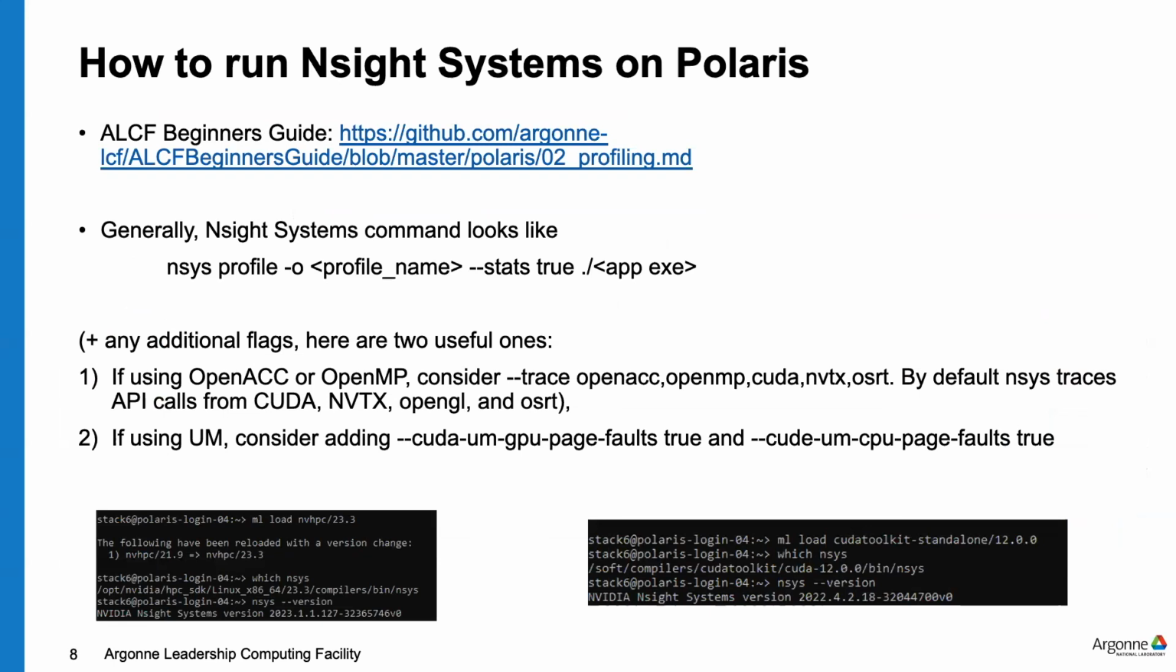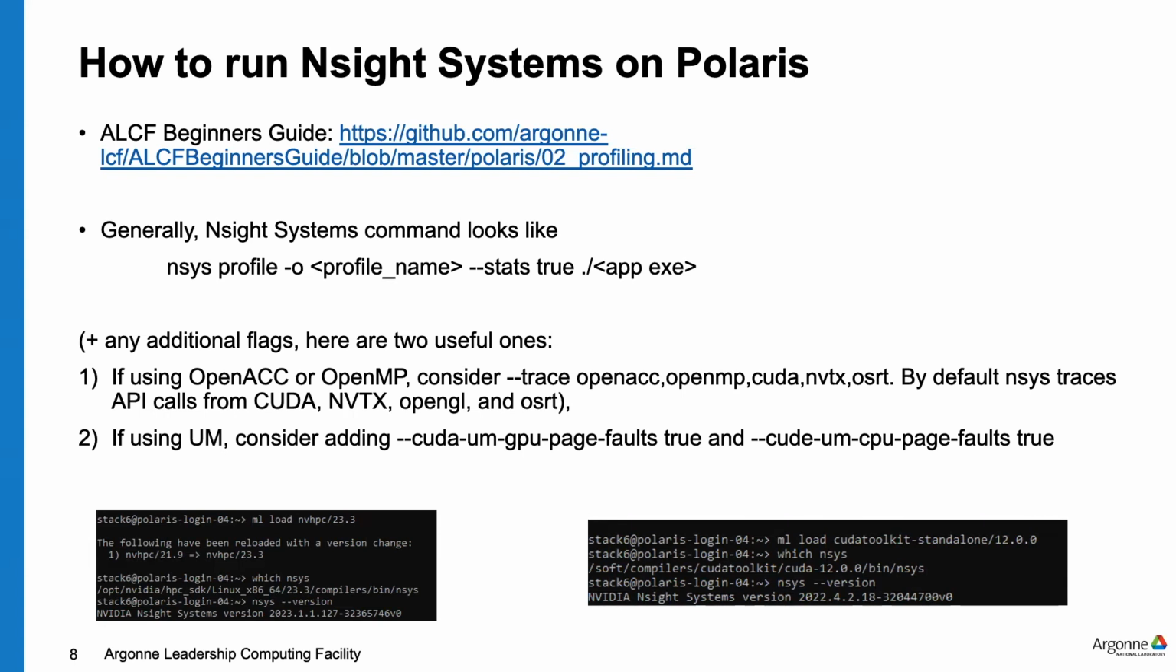And then this is a slide you can refer to later on how to run Nsight Systems on Polaris. There's a great beginner's guide, and we'll be going through that in the hands-on or any questions you want to ask. Generally, it's just nsys profile. You give it an output file, and that's the thing that you're going to copy back to your local and then view in the GUI. --stats true just gives you a little bit of information on the command line just before you copy it over, and then your app executable.